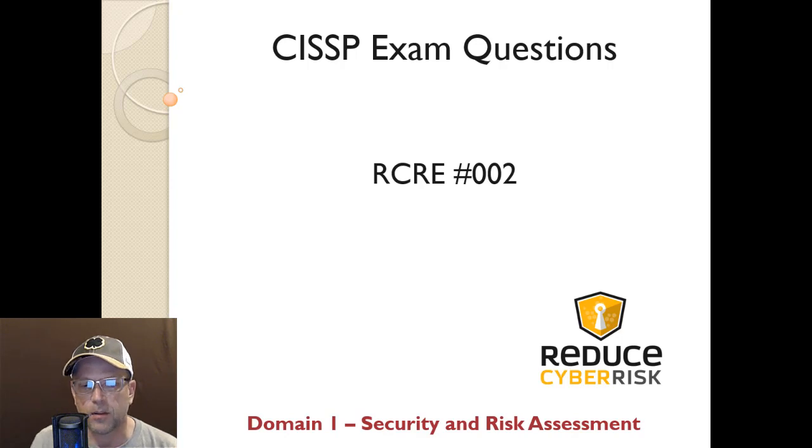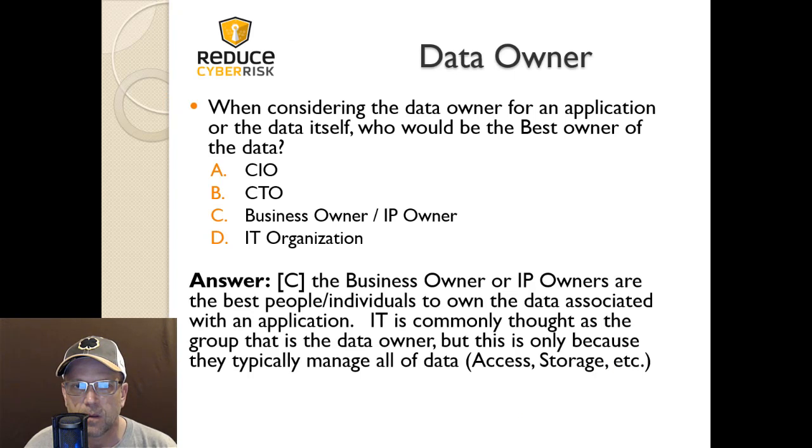All right, this is domain 1, security and risk assessment. The first question: when considering the data owner for an application or the data itself, who would be the best owner of the data? A, CIO or Chief Information Officer. B, CTO or Chief Technology Officer. C, business owner or IP owner. Or D, IT organization. And the answer is, drumroll please, C, business owner or IP owner.